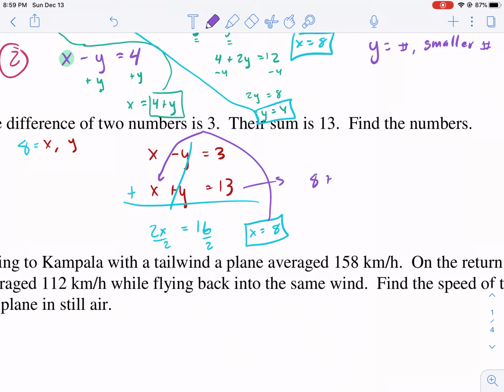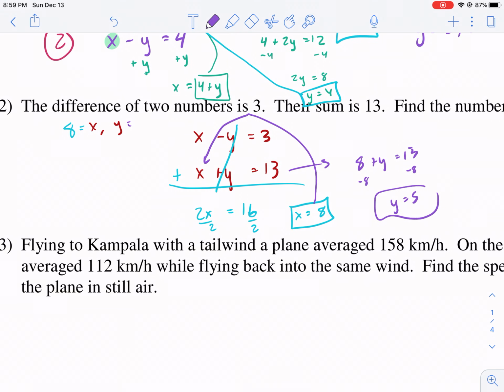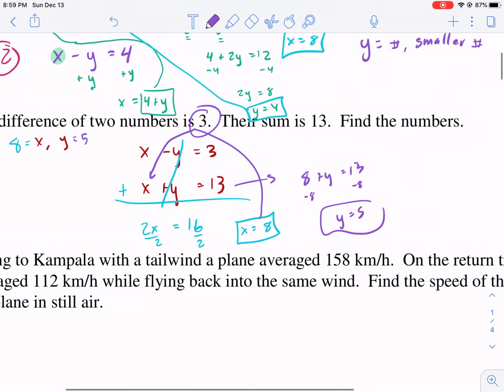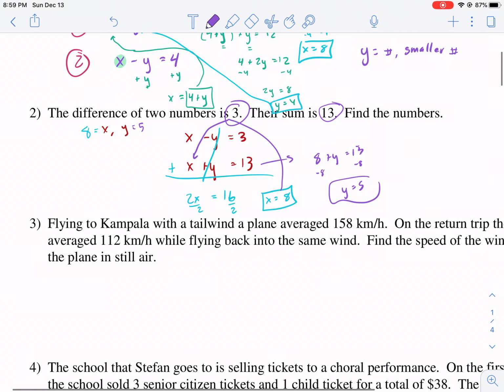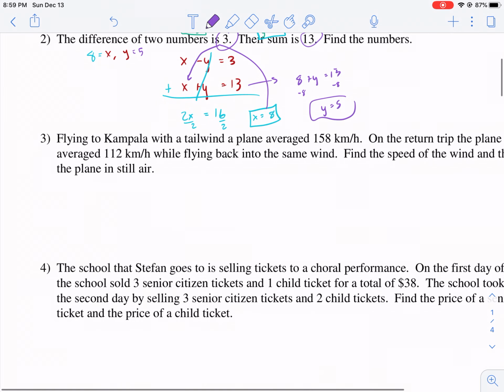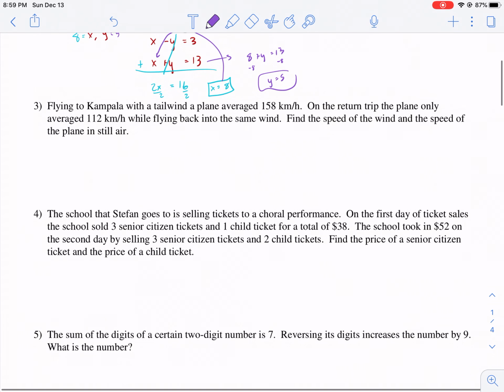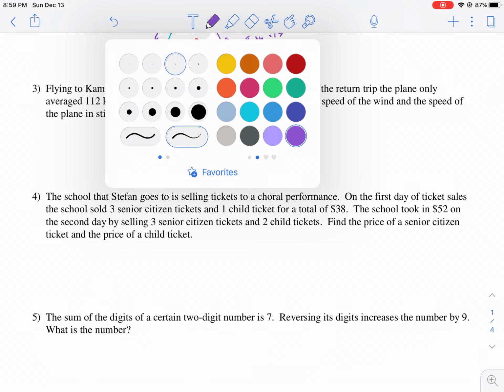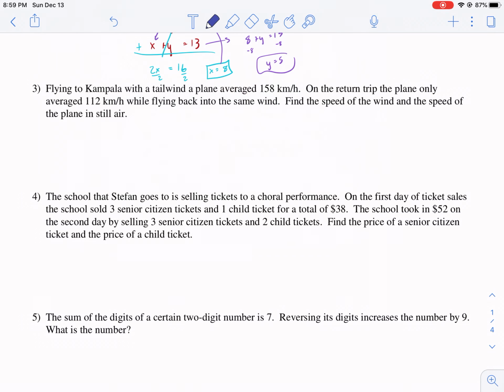So we have 8 plus y equals 13. I subtract 8 from both sides, and I get y equals 5. So now I have my two numbers. The two numbers are 8 and 5. 8 minus 5 is 3, as it suggests there. And then I have 8 plus 5 equals 13. So I have both those equations configured. I'm good to go. Okay, a little bit tougher now, increasing in difficulty as we go along here.